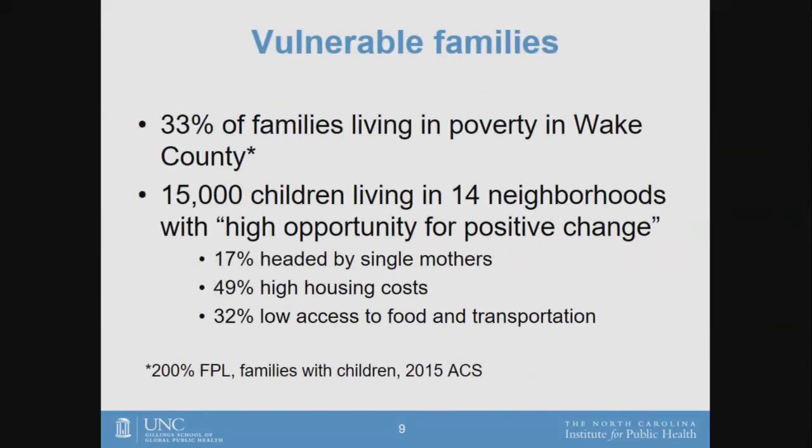When we speak about vulnerable families, we're talking about the fact that across the entire county, 33% of families are living in poverty. And you'll hear us talk about the high opportunities for positive change. And these are some of the neighborhoods that have been discovered through the story map process as having opportunities for potentially discrete investment and intentional ways of reaching out to 15,000 children that live across 14 neighborhoods that have been chosen. But again, I want to remind you that we also looked at indicators across the entire county. So there's two ways of looking at this information.